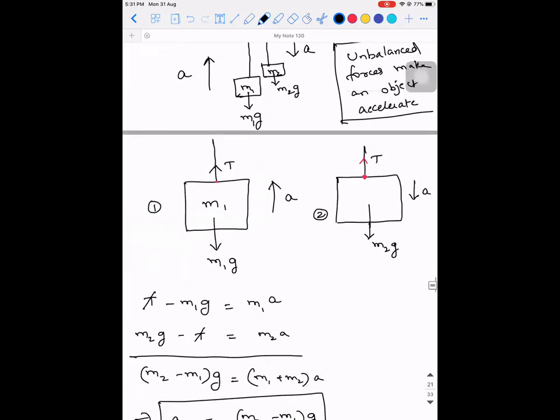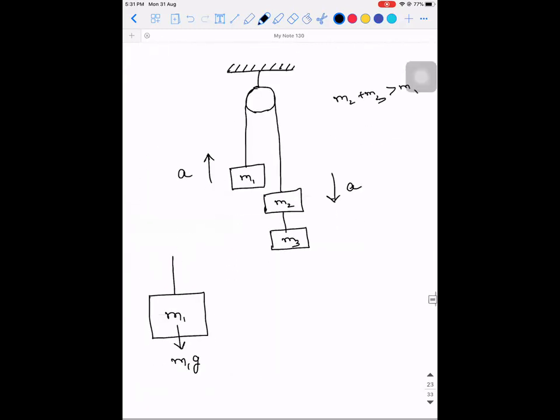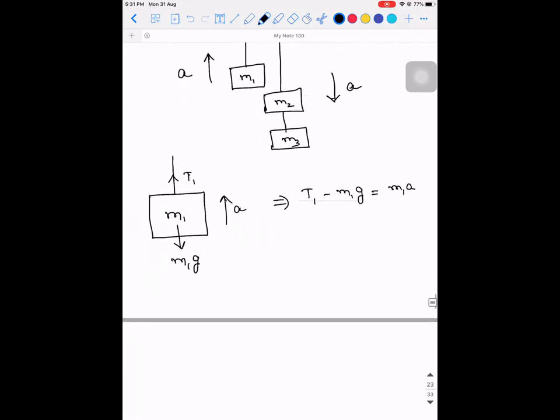Okay, now see, M1G is in the downward direction. In upward direction, what will act? String, it is tension. So T1. Okay, so this will be acceleration in the upward direction, which implies T1 minus M1G will be equal to M1 into A. Can I say this? Yes, sir. T1 minus M1G is equal to M1 into A.